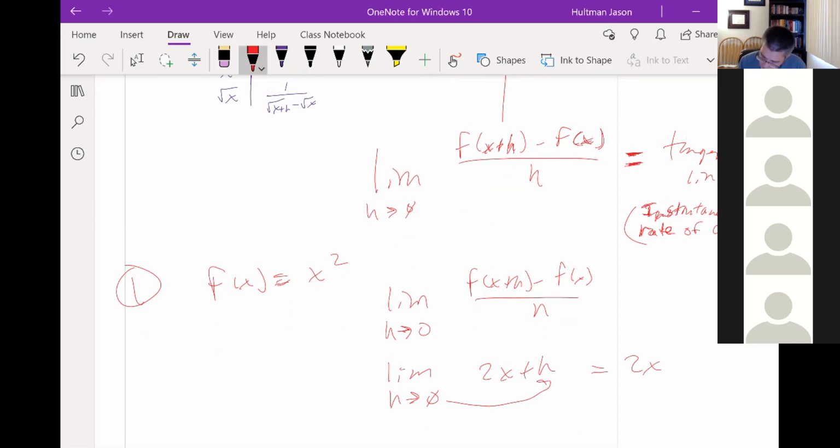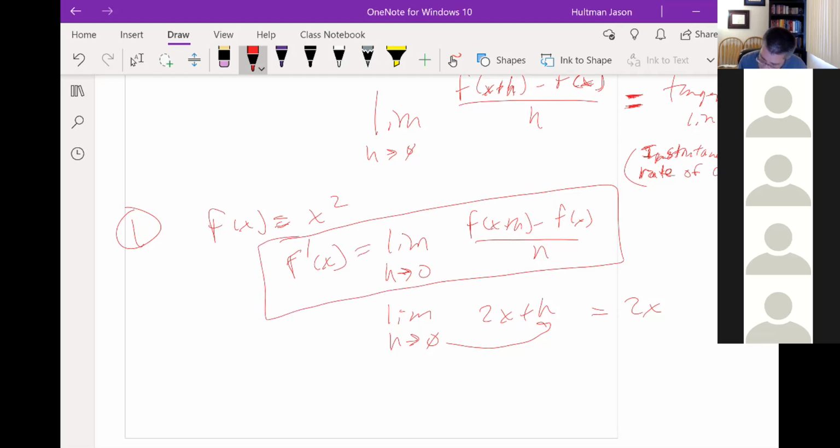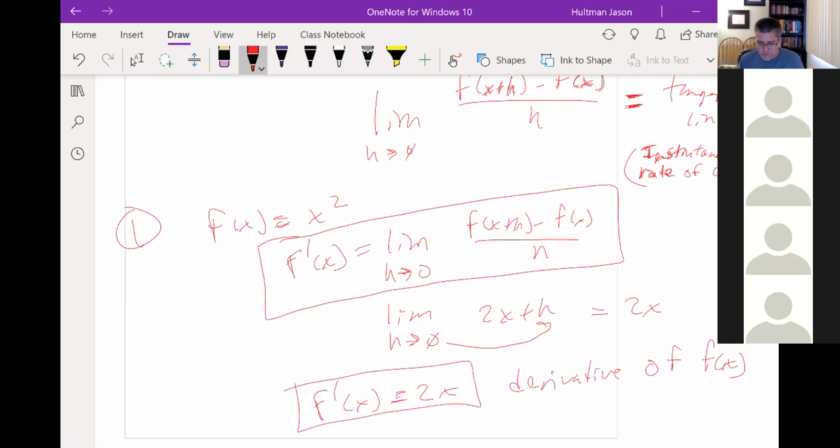2x. And this limit of the difference quotient, we call that the derivative. So we say f prime of x is equal to 2x, and that is the derivative of f of x.